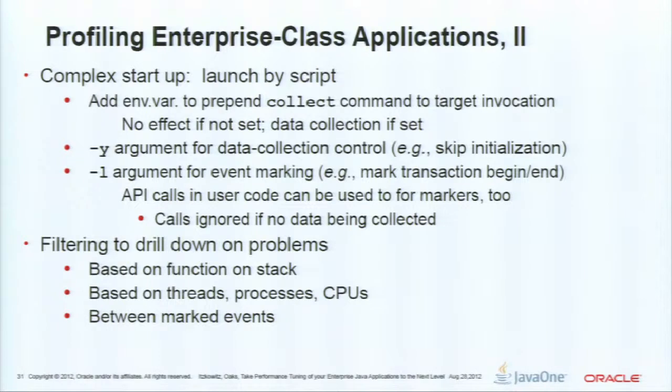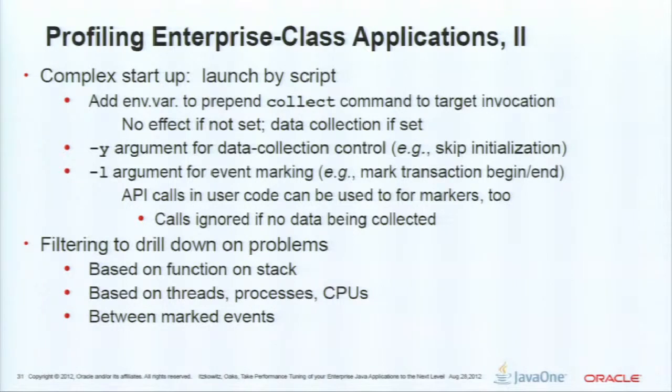Another thing you can do is mark events. For example, you may set a signal that will put a marker in your data, and you can send that signal, then do one particular operation, then send it again. What happened between those two signals, which is very easy to filter out, will show you what that particular operation did. You can also put API calls for markers in your code. Those calls are ignored if no data is being collected, and they have the effect that you want if data is being collected.